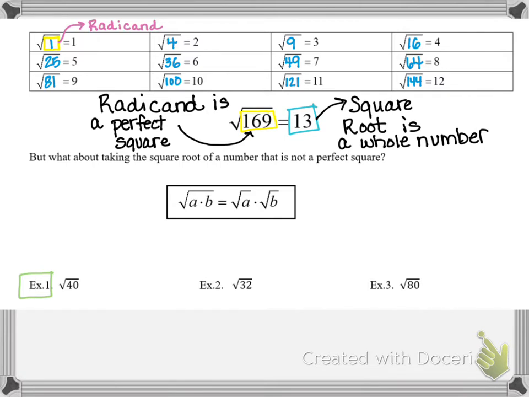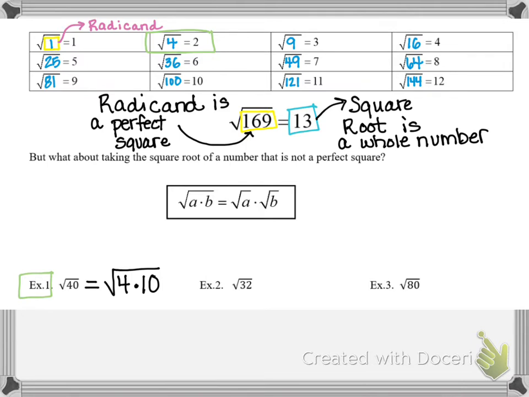So let's see that in action. Let's look at the square root of 40. My goal is to find a factor of 40. Since 40 is not a perfect square, I want to find a factor of the number 40 that is a perfect square, and that will help me simplify my square root. If I think about factors of 40, I know that 40 can be factored into 4 times 10. Now, I could also use 8 times 5 or 20 times 2, but remember, my goal is to find one factor that is a perfect square, and the number 4 is a perfect square. So that's why I'm going to choose to rewrite the number 40 as 4 times 10 instead of 8 times 5 or 20 times 2.